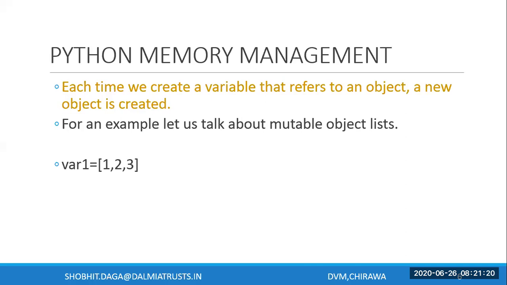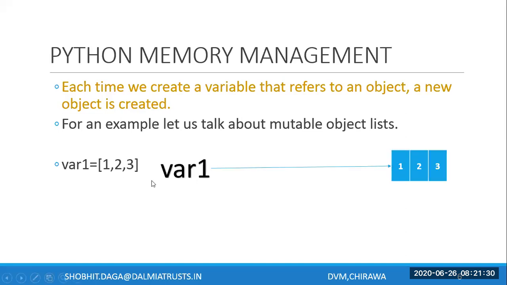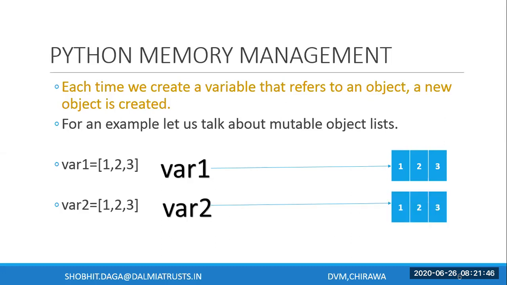So suppose var1, you have given a list 1, 2, 3. What will happen? var1 will now be pointing to a list 1, 2, 3. You have created another variable var2 with the same value 1, 2, 3. What will now happen? var2 will be pointing to a new object.